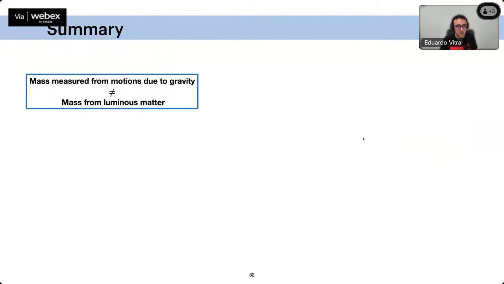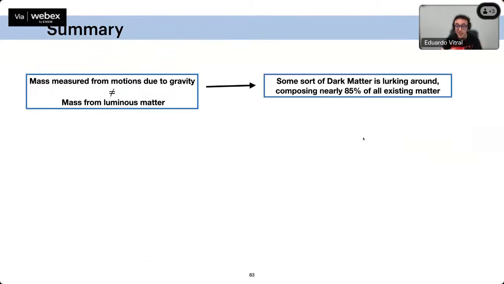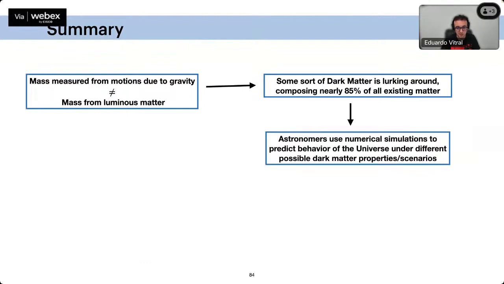Okay, so let's give a quick summary of where we are before I continue. I haven't told you that throughout last century, there were many scenarios where people tried to measure masses of galaxies or clusters of galaxies, and they realized that the mass being inferred by the law of gravity was much higher than the one inferred by the luminosity of those sources. So that led people to propose that some sort of dark matter is lurking around and composing nearly 85% of all existing matter in our universe.